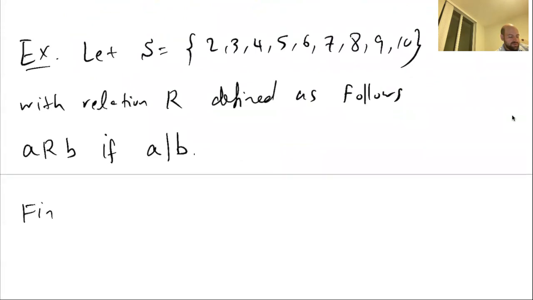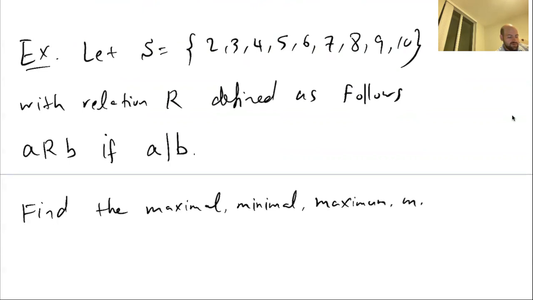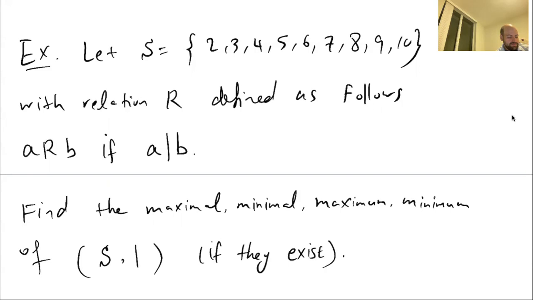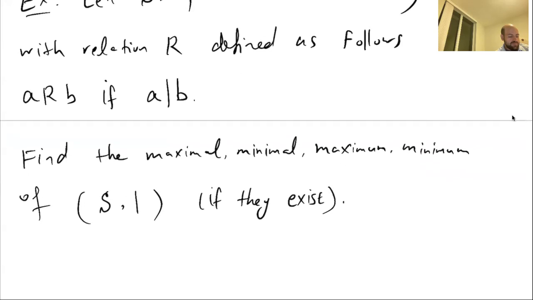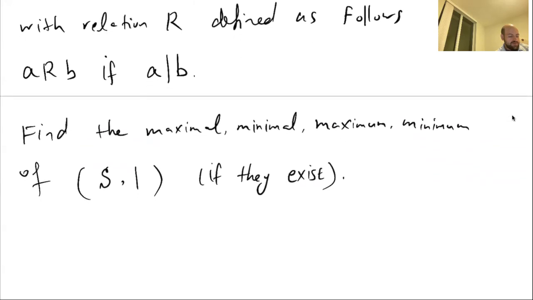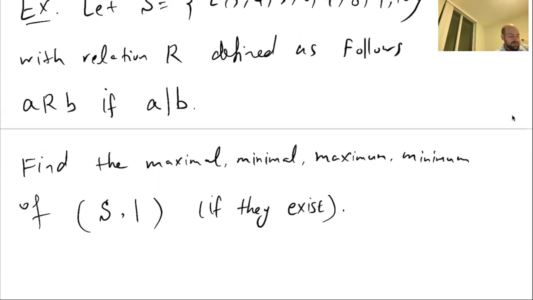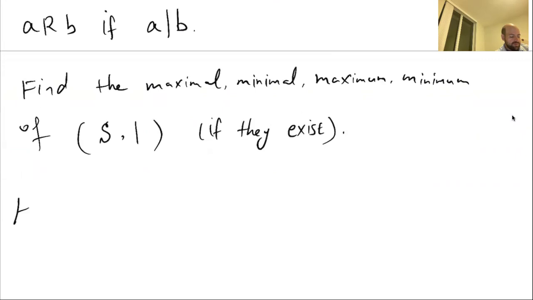So find the maximal, minimal, maximum, minimum of this set S together with the dividing relation. Of course, if they exist. Okay, so let's look at the Hasse diagram for this example.